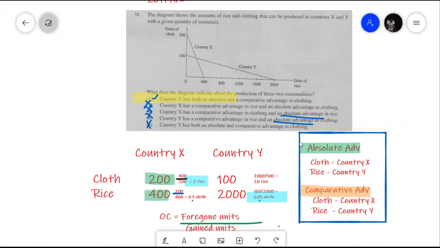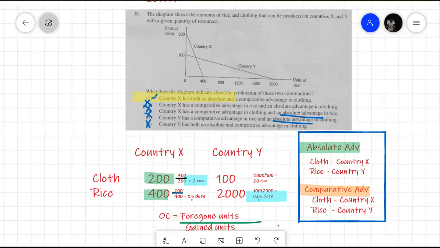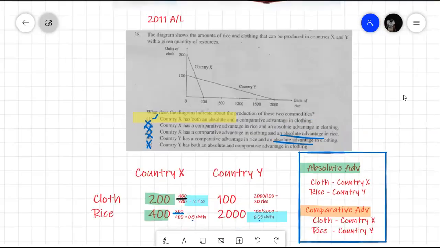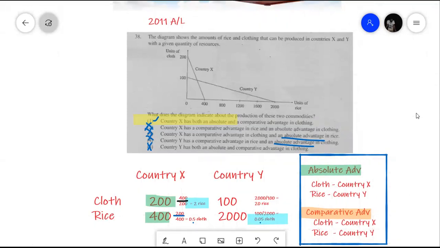So I'm telling you, if country X has the comparative advantage for cloth, automatically country Y will have the comparative advantage for rice, not absolute advantage. Absolute advantage both countries might have, only one country might have, right? That you can't say. You have to calculate it and see; there is no pattern. Okay, that's this.